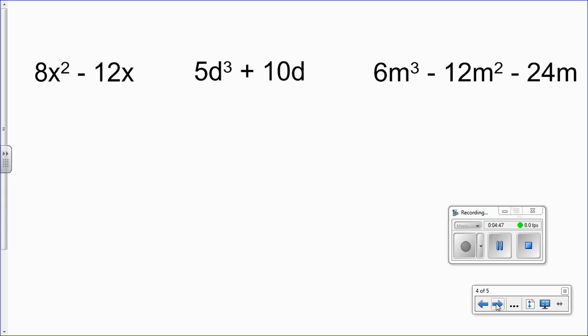Okay, so between 8 and 12, well, it's not either 8 or 12, but they both have a 4 in common. And then between x squared and x, I can take out an x. Okay, what do I multiply 4 by to get 8? 2. What do I multiply x by to get x squared? X. What do I multiply 4 by to get negative 12? Negative 3. And then x to get x? Nothing.